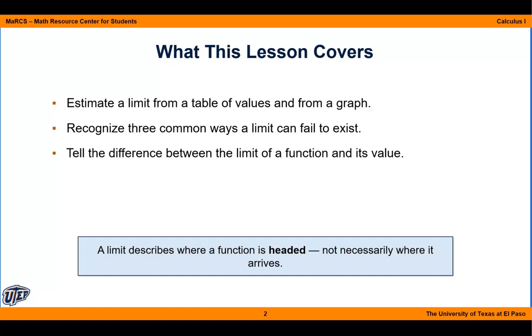We have three primary goals for this lesson. First, we will learn how to estimate a limit from a table of values and from a graph. Second, we will examine three common ways in which a limit can fail to exist. And finally, we will learn to distinguish between the limit of a function and the function's actual value at that point. The central idea to remember throughout this lesson is that a limit describes where a function is headed, not necessarily where it ultimately arrives.